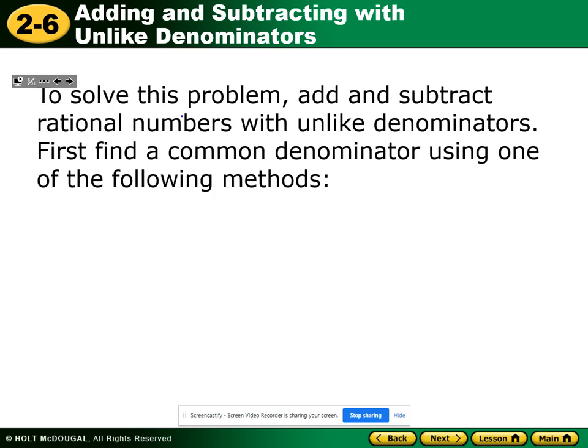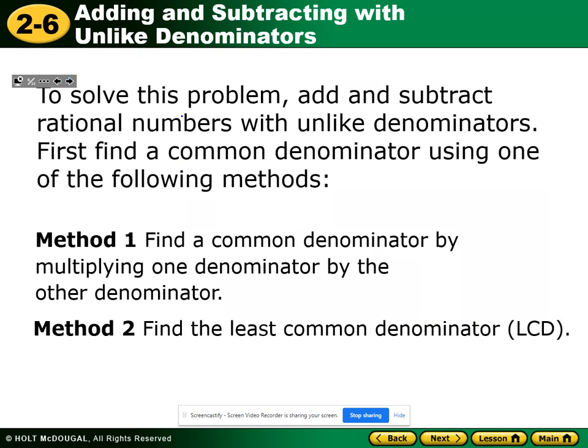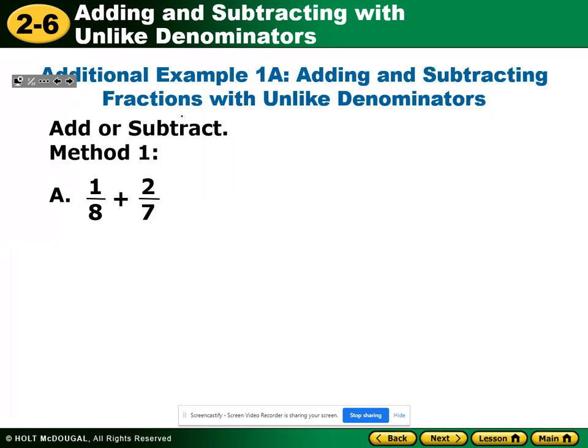We're going to solve this problem with unlike denominators. Find a common denominator by multiplying one denominator by the other, all right? Or find the common denominator using the LCD. There are 2 different methods. Either one is fine with me. I would say the LCD is going to be your least work.